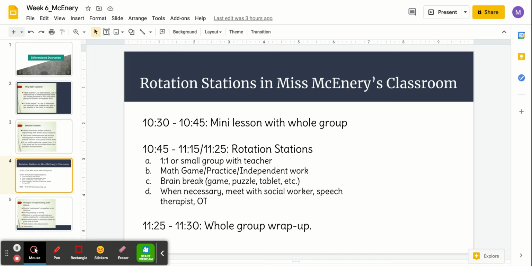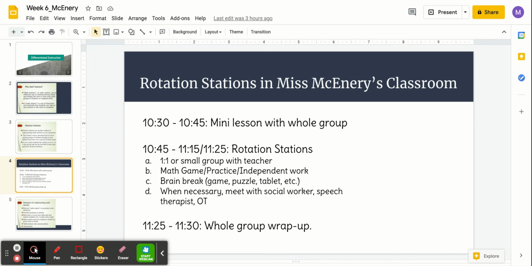So what we do here is we will introduce the topic to the students. They will write down their objectives and goals for this lesson. We will do a mini explicit instruction without getting too in depth, and then we will move on to the rotation. So from 10:45 to 11:15ish is when these rotations are being met.